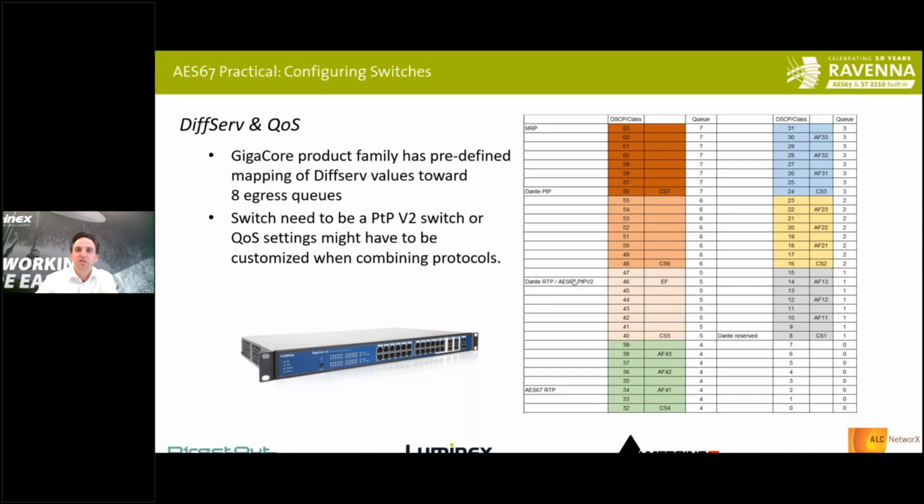We do have the same challenges here with, for example, the Dante audio packet data together with the AES67 PTP v2 clock data. So they are in the same priority, in the same queue. So there are some challenges there. But I think that's also something that Claudio will cover from the moment we start using PTP v2.